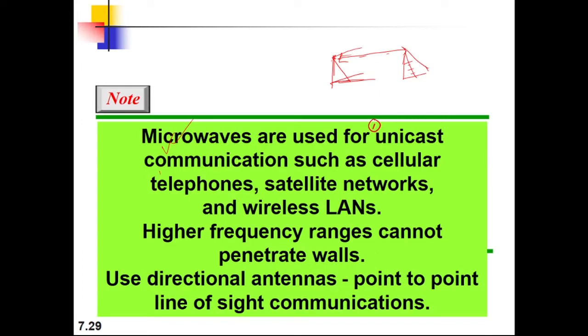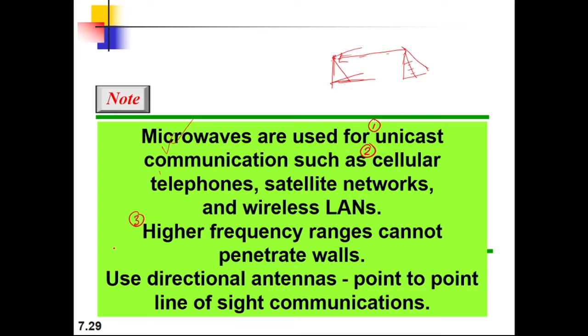Radio waves can be used for television, radio and paging systems, but microwaves will be used for cellular telephones, satellite networks and wireless LANs. And the frequency range of microwave is high, but the radio frequency is low, so microwave can't penetrate walls. Okay, it can't penetrate walls. If everything is closed, the signals you can get.